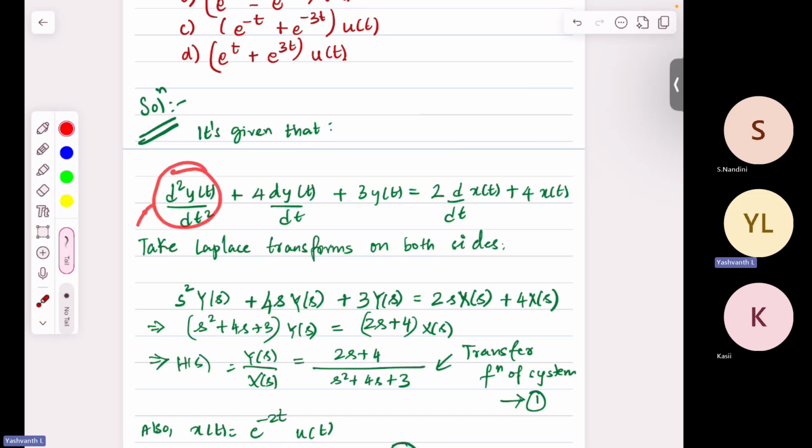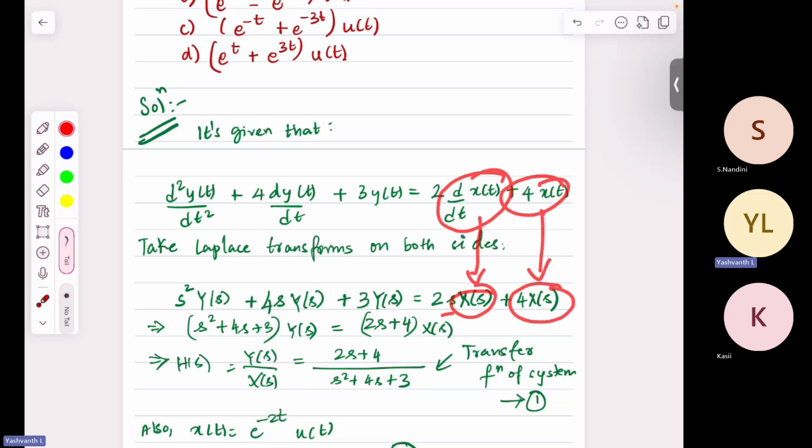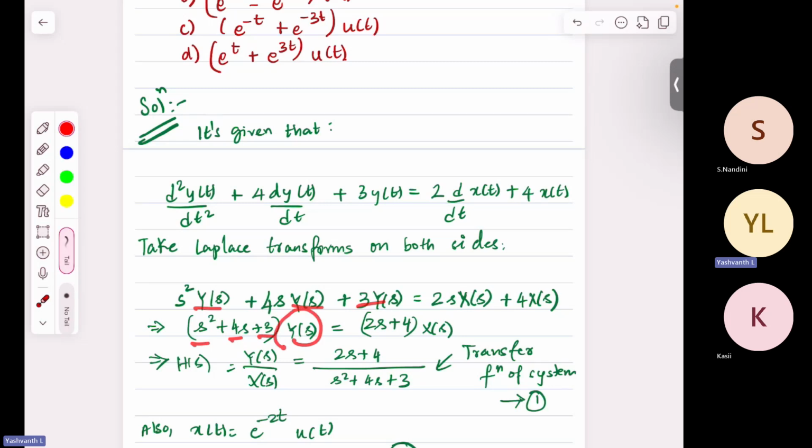So the second order derivative will have the Laplace transform s squared times y of s. Similarly, 4 times dy by dt will have the Laplace transform 4 times s times y of s, and 3y of t will have the Laplace transform 3 times y of s, equal to 2 times d by dt of x of t, that is nothing but 2 times s times x of s, plus 4x of t will become 4x of s. Now rearrange everything, take y of s common, it becomes s squared plus 4s plus 3 times y of s equal to 2s plus 4 times x of s.